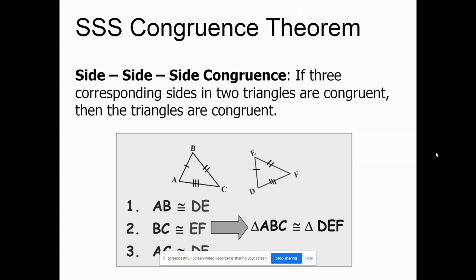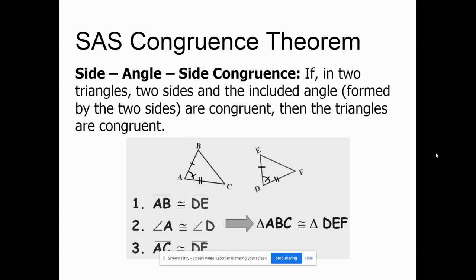So our first option is if all 3 sides are congruent, the triangles are congruent. The next one is if there is a side, an included angle, and a second side. So you'll notice that angle A here has been included in between the single tick mark and the double tick mark. Same thing here with angle D, it's included in between the single and the double tick mark.